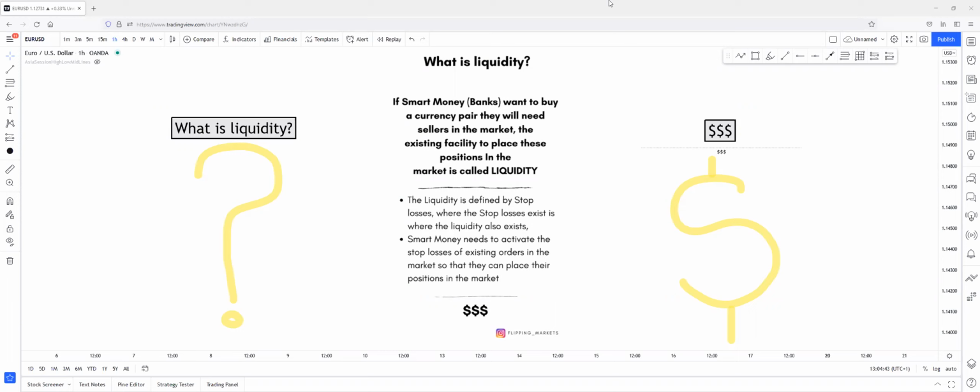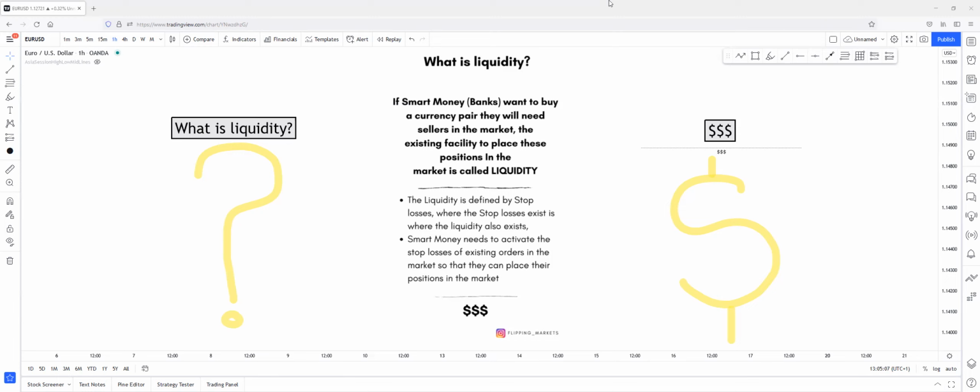If smart money or banks want to buy a currency pair, they will need sellers in the market. The existing facility to place these positions in the market is called the liquidity. The liquidity is defined by stop losses. Where the stop losses exist is where the liquidity also exists. Smart money needs to activate the stop losses of the existing orders in the market so that they can place their positions in the market.